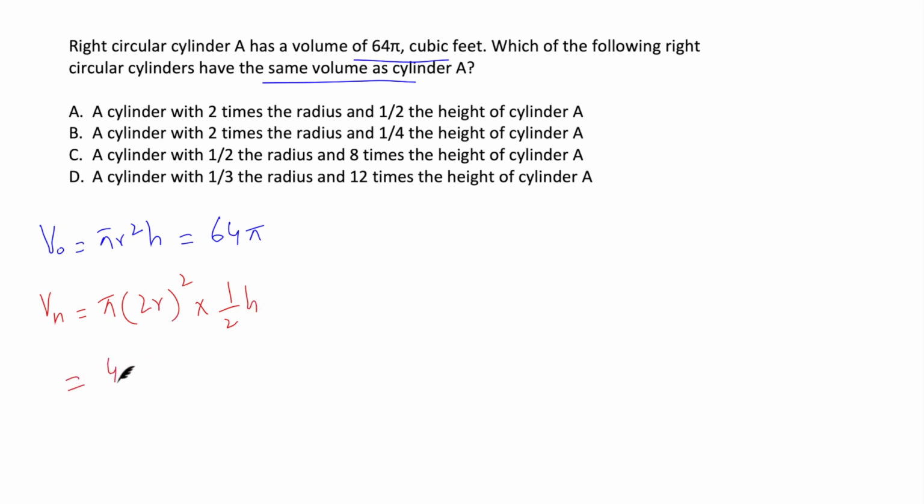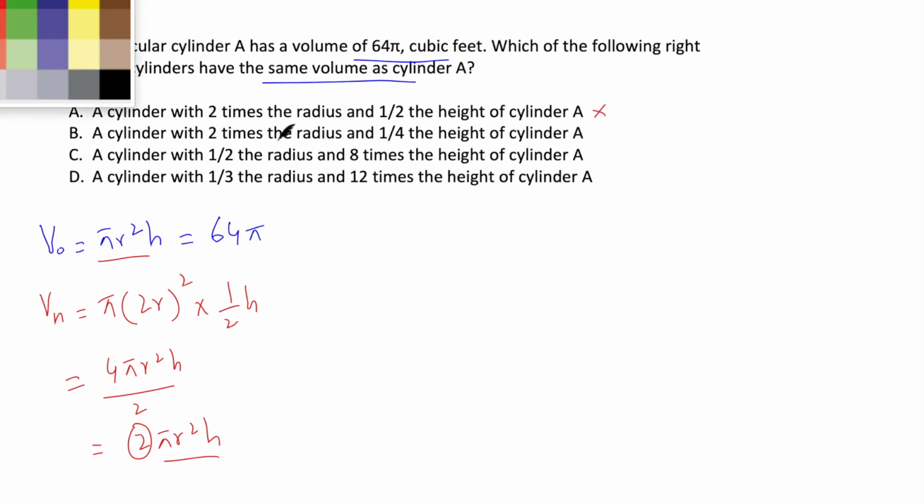We get 4 pi r square h divided by 2, which is 2 pi r square h. In this scenario, the volume basically doubles. You see, this is our original volume, pi r square h. But over here, we have a factor of 2. So option choice A is wrong.